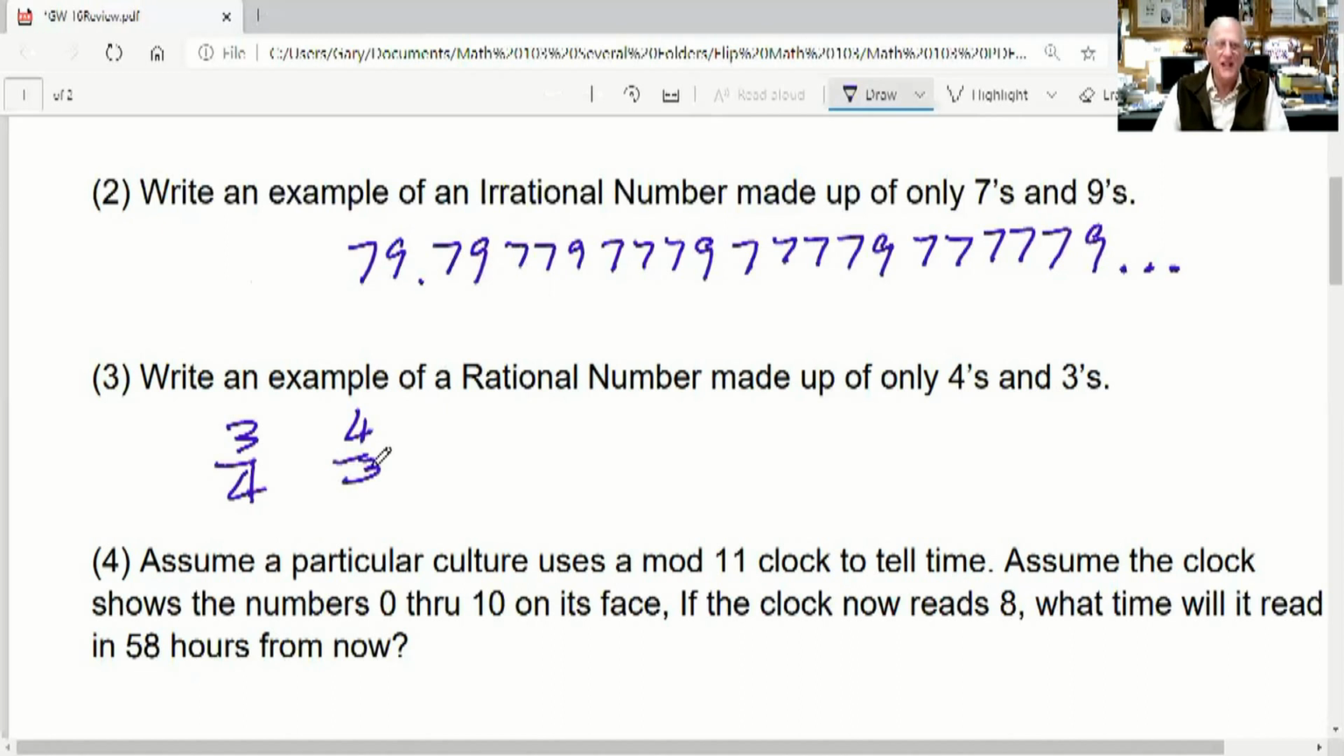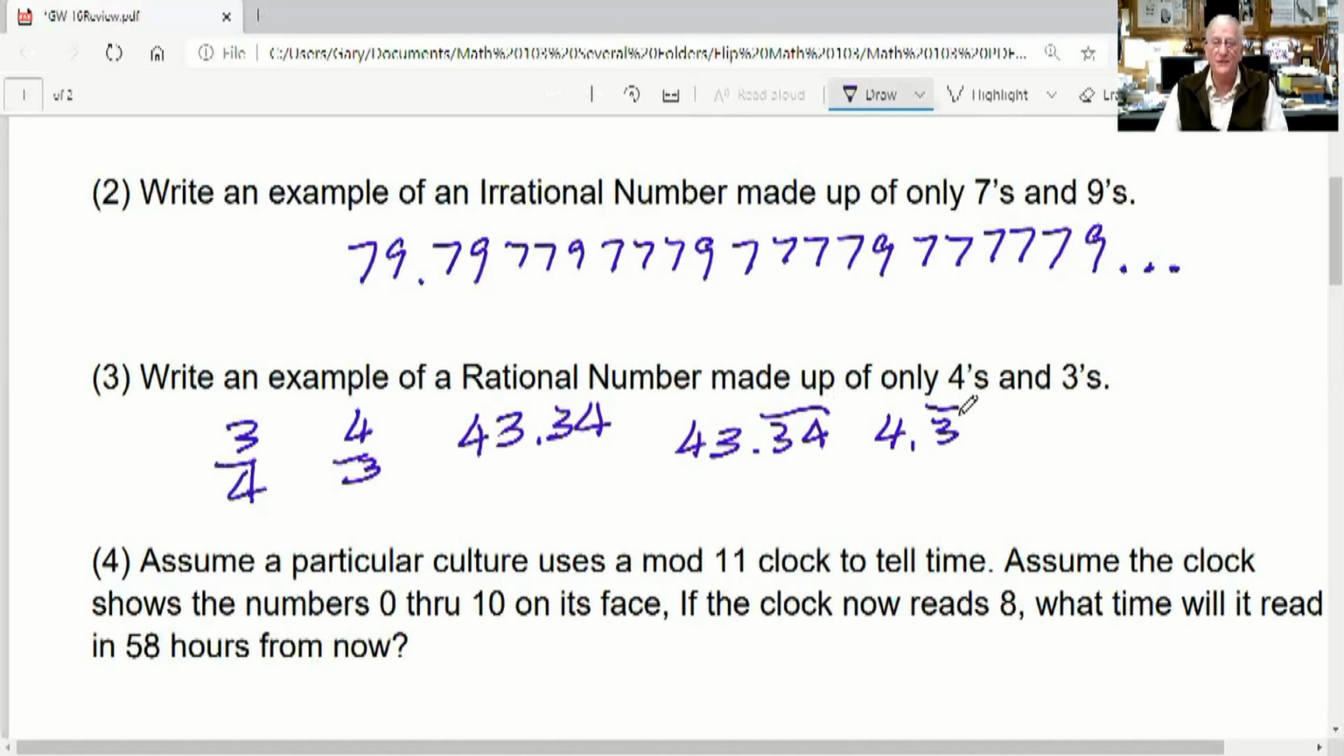Now, what if I instead had decided to make a decimal number with only 4s and 3s in it? Okay, it's still rational. That means it's either got to terminate, so I could do 43.34, all right? Or I could make it repeat. I could do 43.34 bar, okay? Or I could have done 4.3 bar. There's all kinds of potential answers here that will work.